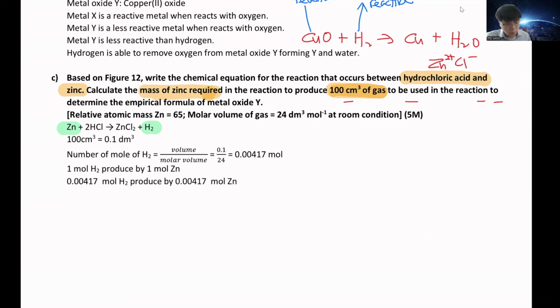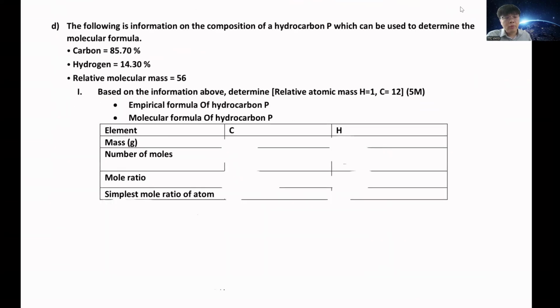So 0.00417 is produced by 0.00417. So after that, from there, you are able to know the moles of zinc is 0.00417, times the molar mass of zinc, which is 65. Then you get this number. Then move on to here.